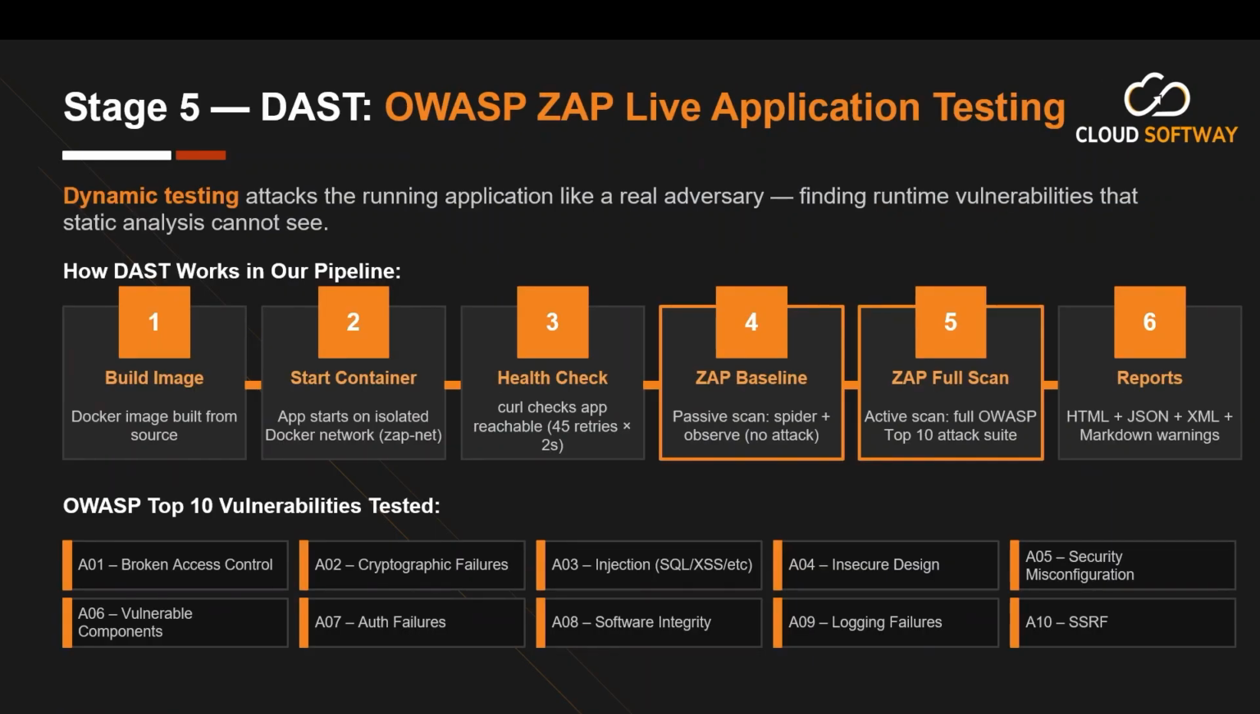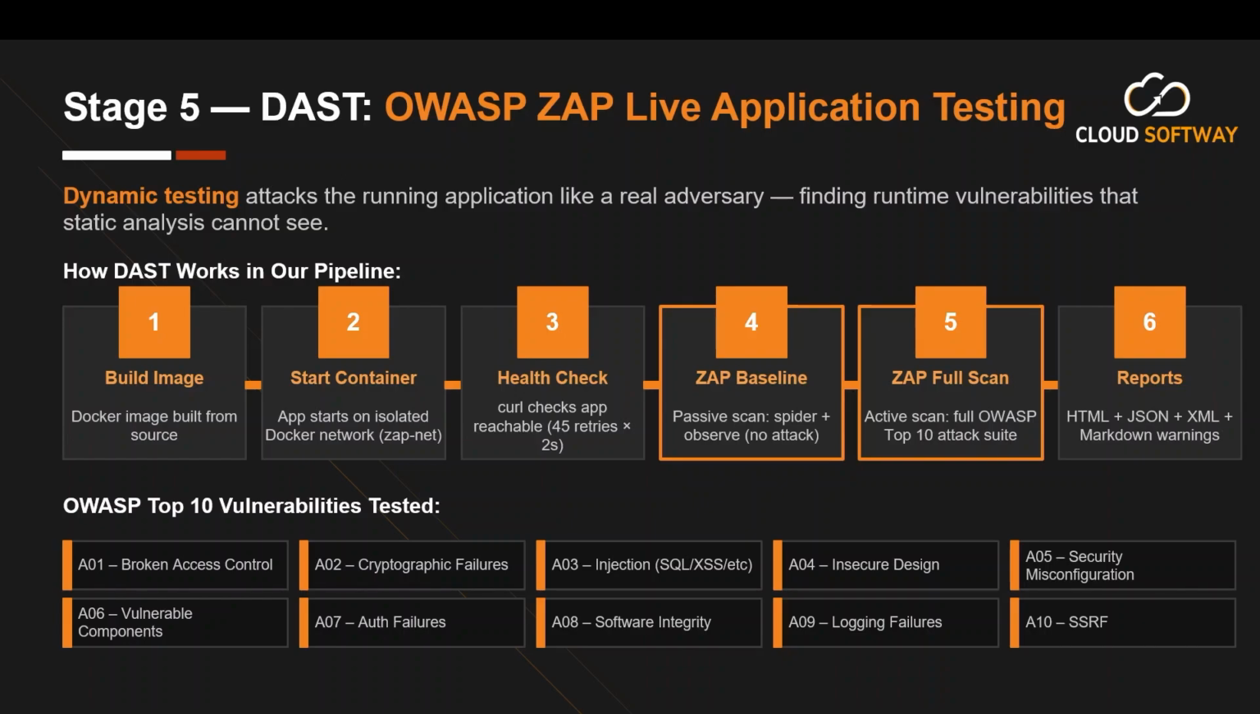The fifth stage is OWASP. We have important static analysis, yes, but then we really need to look at the application itself while it's actually running. So we will begin with dynamic application security testing. We have two types, or rather two layers, OWASP baseline and OWASP active full scan.